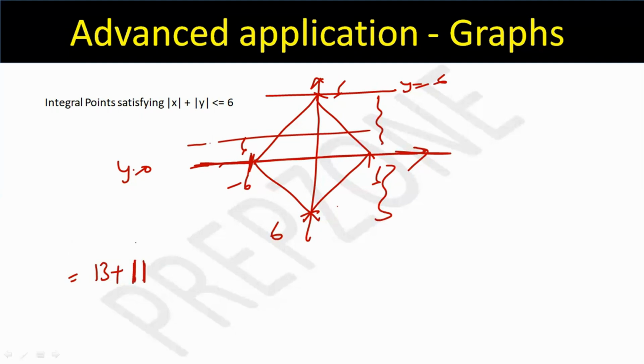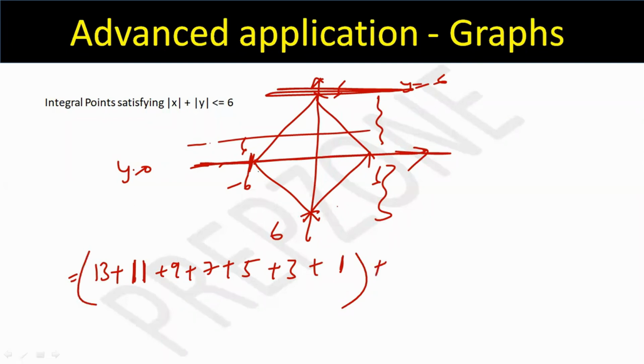Then if y is equal to 2, mod x is less than or equal to 4. So -4 to +4, how many values? 9. Then 7, 5, 3, 1. 1 will be when y is equal to 6, x equal to 0 is the only value, right? So this is what happens when y is greater than or equal to 0. When y is negative, say y is -1, this cycle will repeat by itself. 11 plus 9 plus 7 plus 5 plus 3 plus 1.